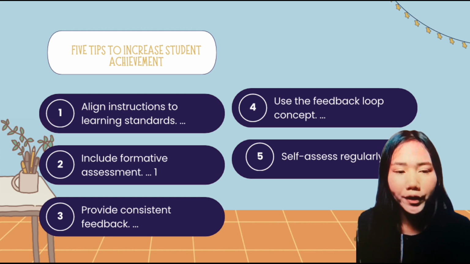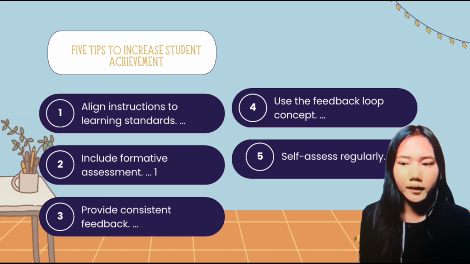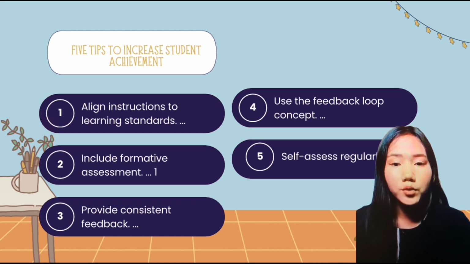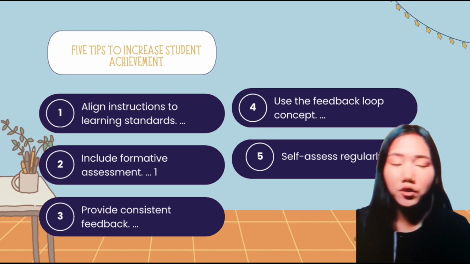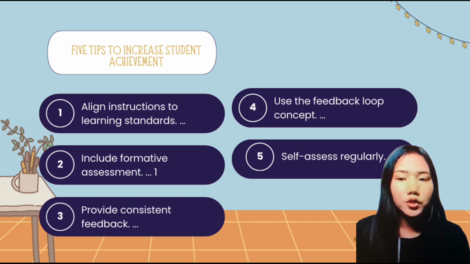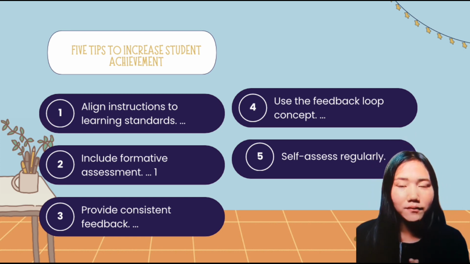So number 4, use the feedback loop concept. So for you to have an effective feedback, you have to use the feedback loop concept. So the feedback loop concept is your feedback will be categorized into 2 types. So the first type is positive feedback, and the second type is negative feedback.